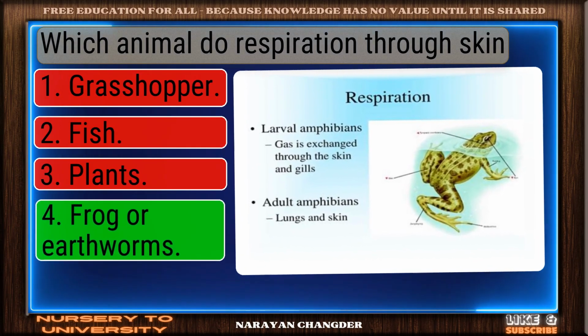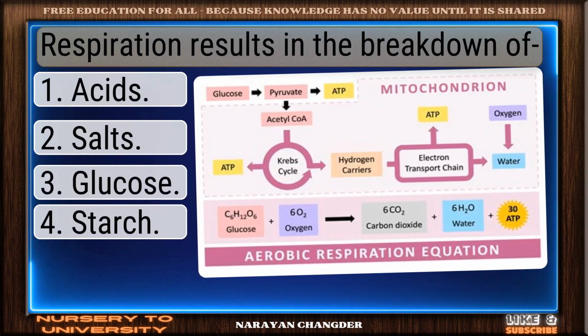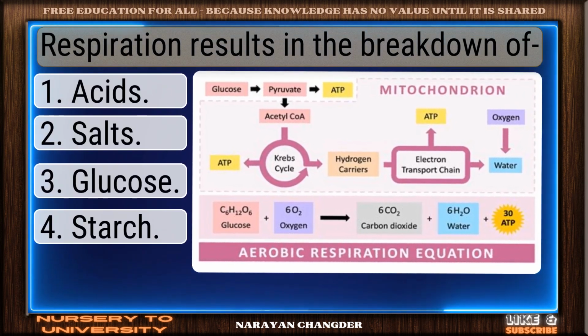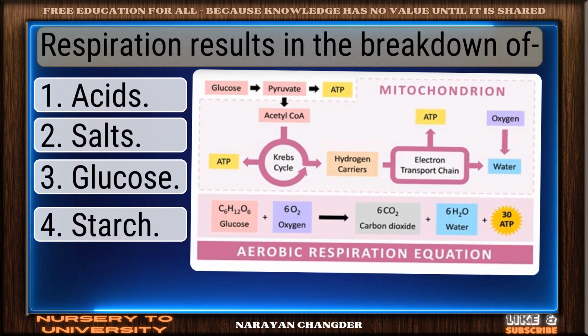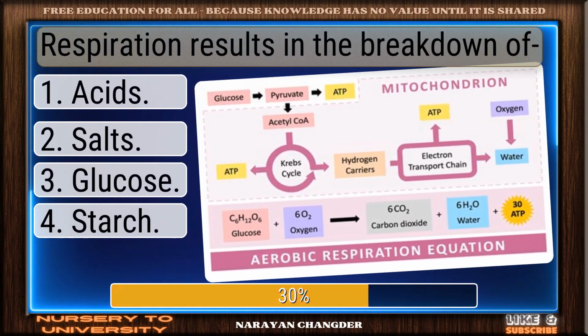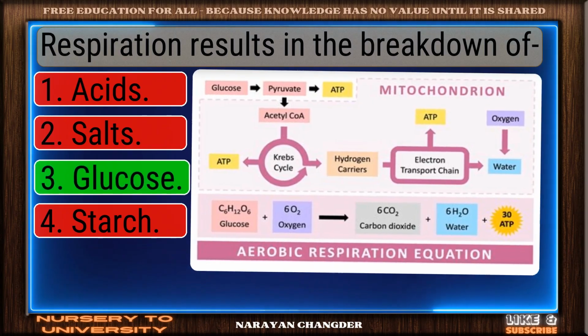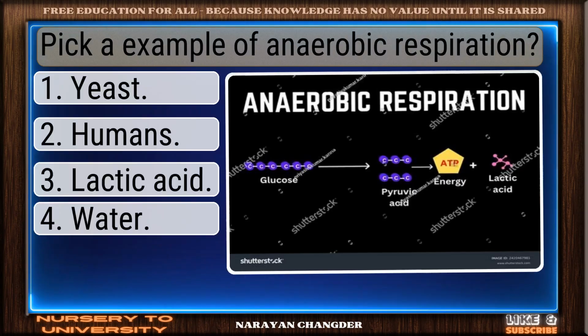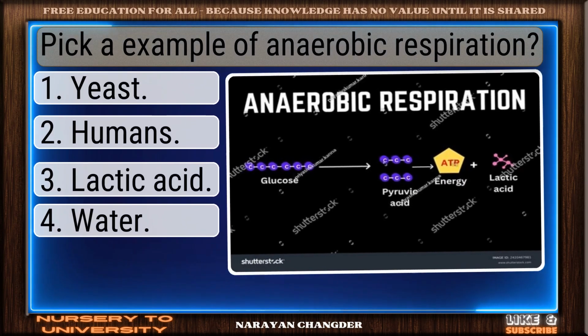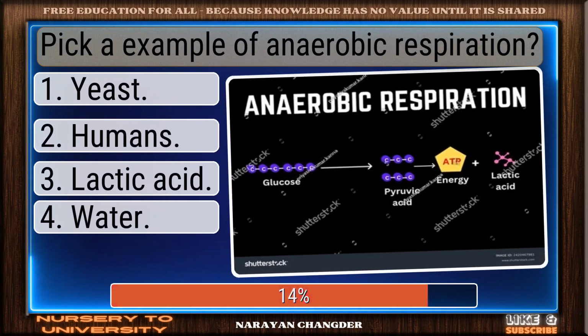Bravo. Frog or earthworms is the answer. Question number 123. Respiration results in the breakdown of? Perfect. Glucose is the correct choice. Question number 124. Pick an example of anaerobic respiration.